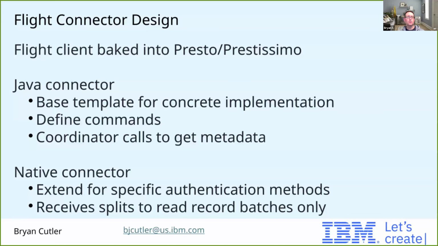The native connector is a little more simple. It is only designed to read data, so it doesn't do any of the metadata retrieval. There isn't much you need to do to get a native connector working. The only thing is, if you have a specific authentication method for your flight service, you can insert a plugin into the native connector, which will allow you to do specific authentication. None of that is hard-coded. That part is left open.